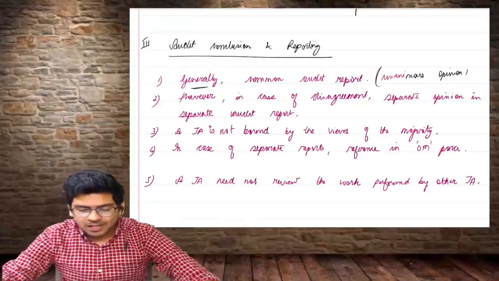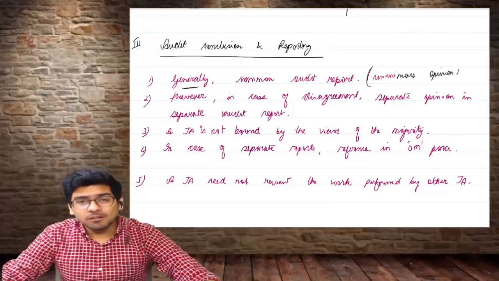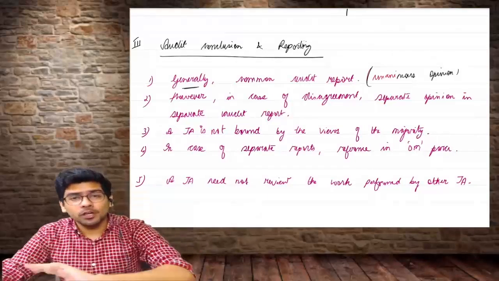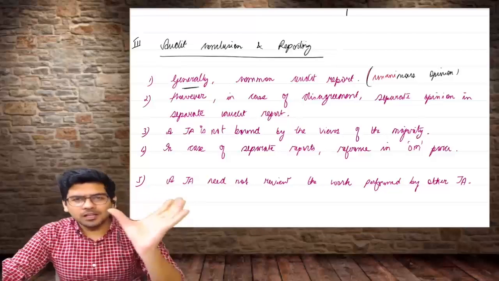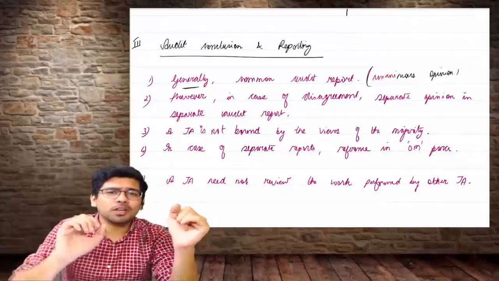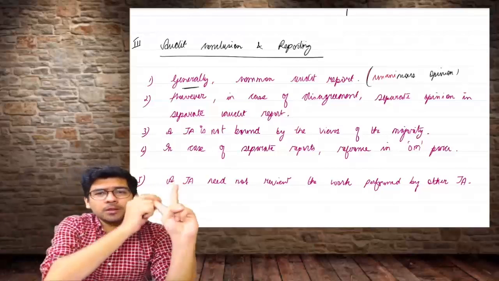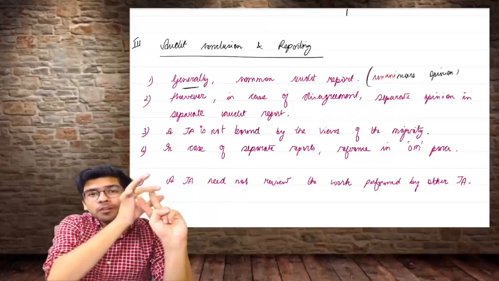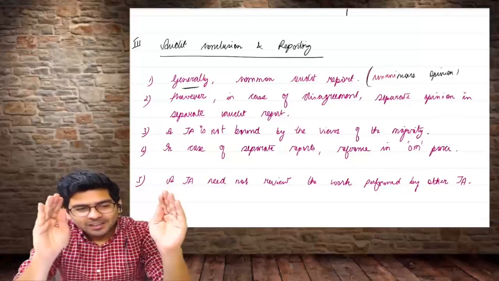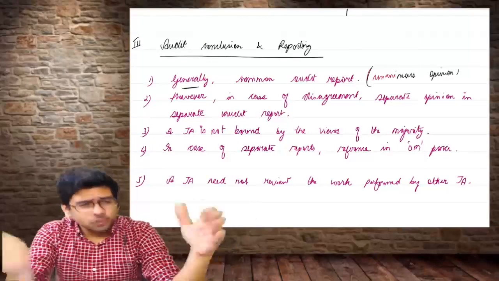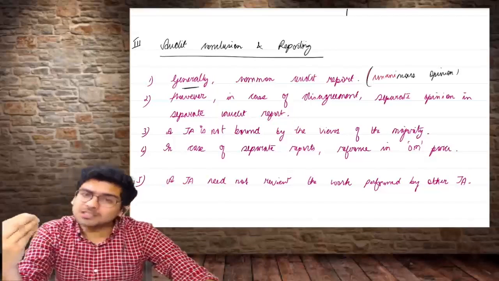So in that case, what can happen? In case of disagreement, a separate opinion in a separate audit report can be given. So how many reports will there be now? In my example, A, B, C want to give a clean opinion, D wants to give a qualified opinion. How many audit reports will there be now? Two. One will be signed by A, B and C. The second one will be signed only by D. So the auditor who is disagreeing with the remaining auditors can give a separate opinion in a separate audit report.